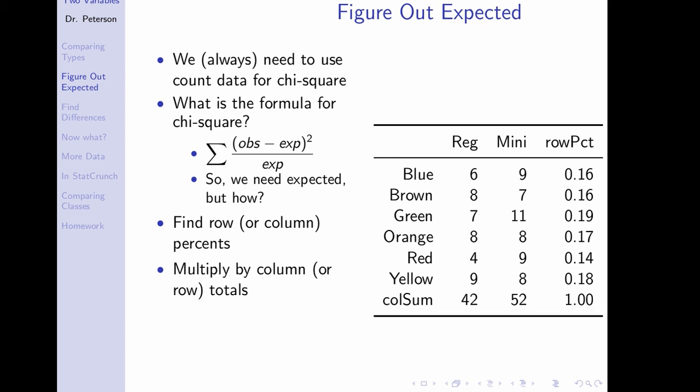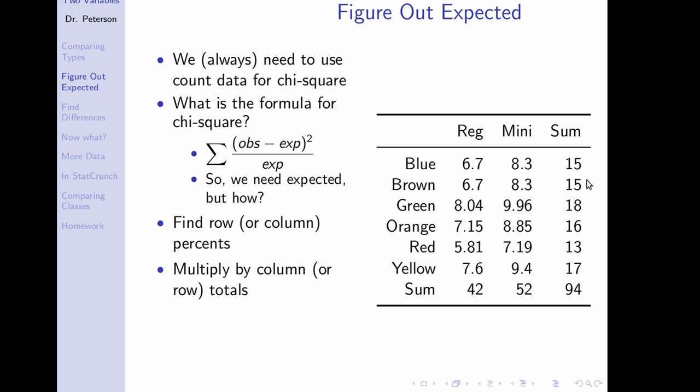So now what we want to do is take the 42 regular M&Ms, and what we're saying is that if the distribution of regular and mini M&Ms was the same, or the same distribution of colors, 16% of our regular M&Ms should be blue. 16% of our mini M&Ms should be blue. So we take that and multiply each of these values out, and we get this table for our expecteds.